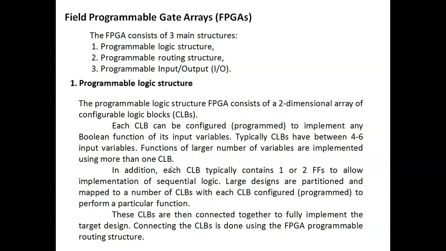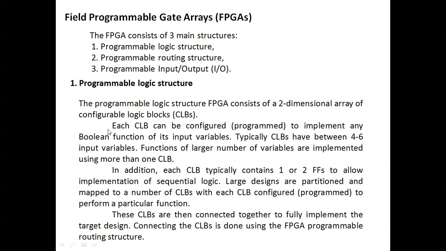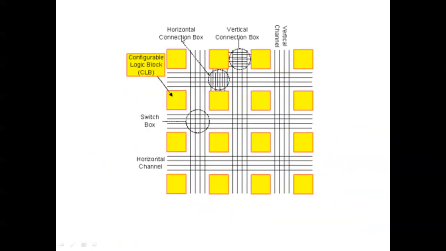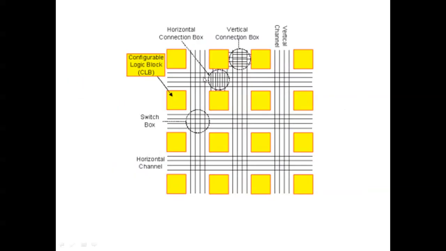The programmable logic structure. Actually, there are three main structures. The first one is programmable logic structure. So this programmable logic structure, actually it's the FPGA logic. It consists of a two-dimensional array structure. So that is nothing but CLB. CLB means configurable logic block. This yellow block is considered as a CLB. So it's a two-dimensional array structure. You see that x-axis and y-axis. That's why they put it as a two-dimensional array structure.